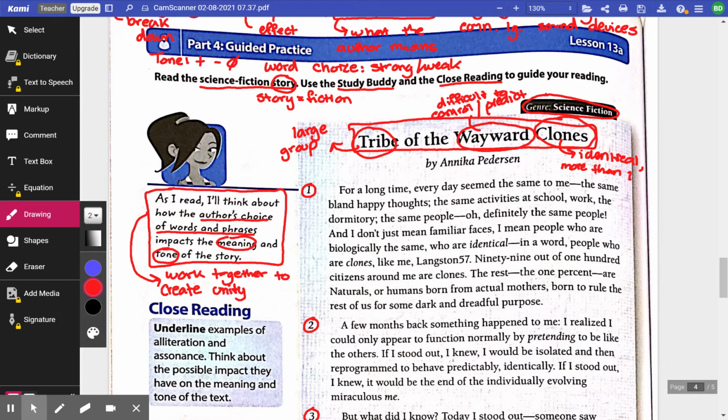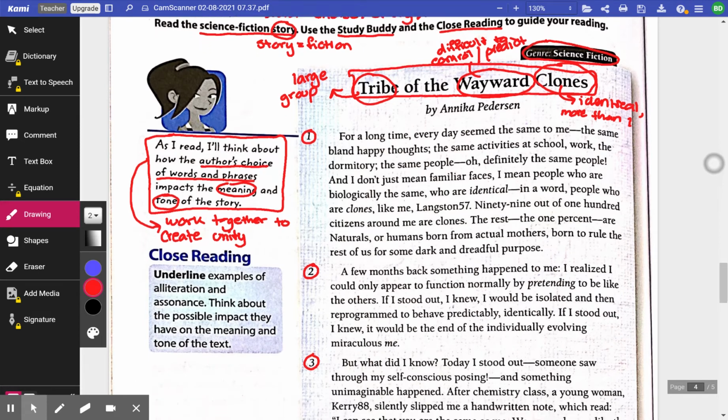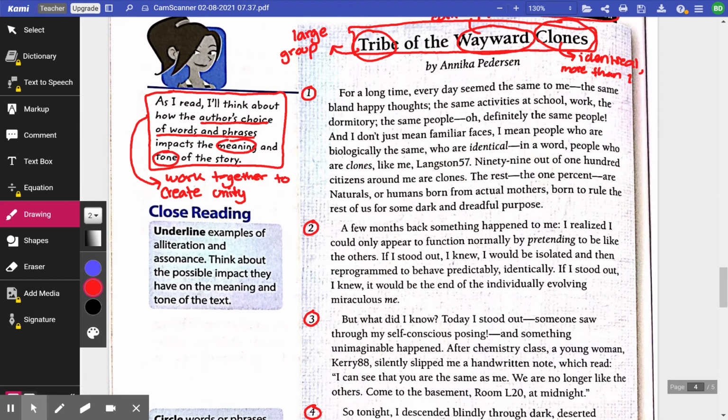Tribe of the Wayward Clones by Annika Peterson. For a long time, every day seemed the same to me. The same bland, happy thoughts, the same activities at school, work, the dormitory, the same people. Oh, definitely the same people. And I don't just mean familiar faces. I mean people who are biologically the same, who are identical.